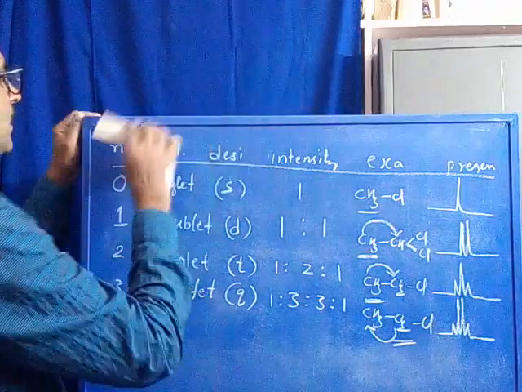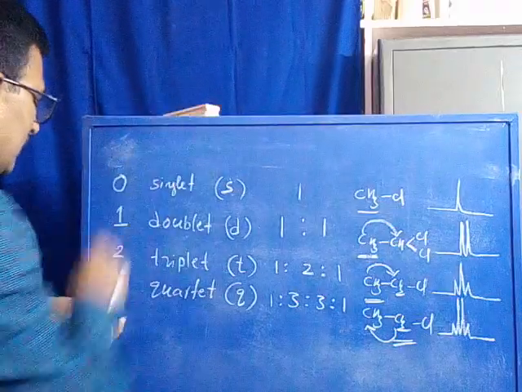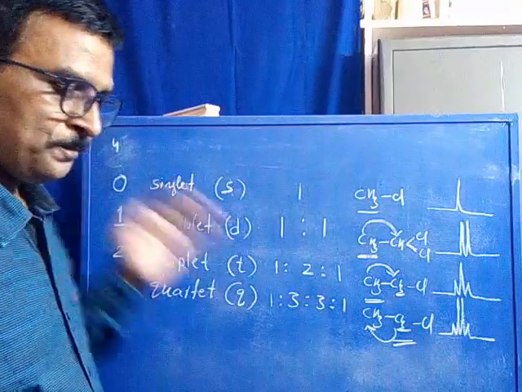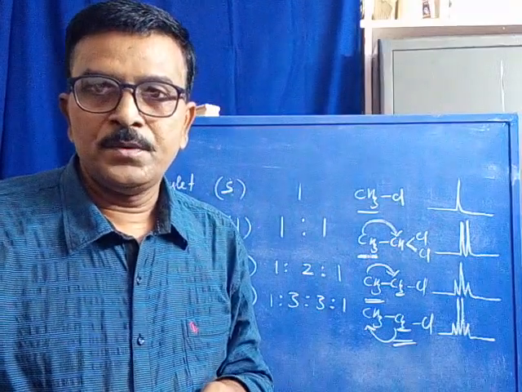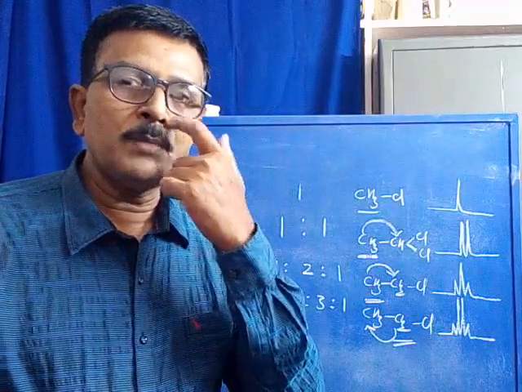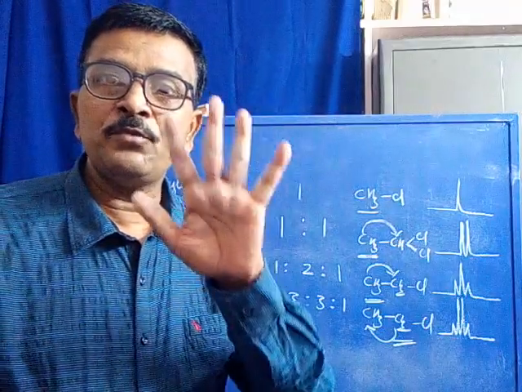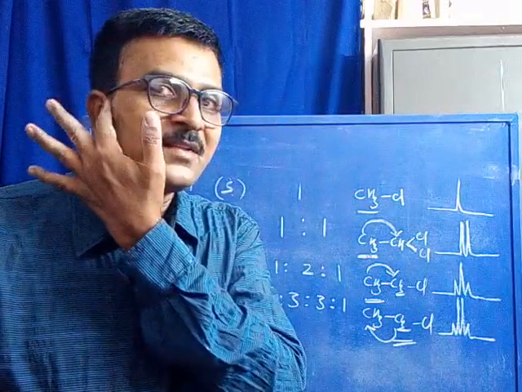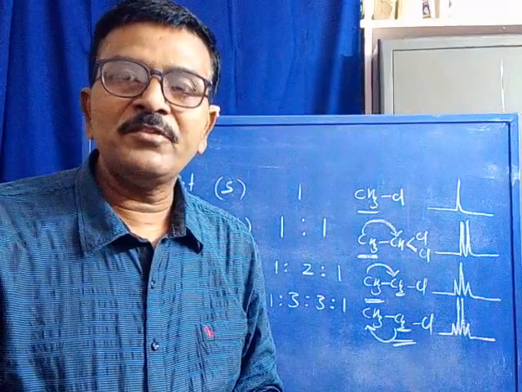Now I can write on top as it is not visible. If there are 4 adjacents, if n is equal to 4, a set of protons coupled with its 4 adjacents, according to the n plus 1 rule, 4 plus 1 becomes 5. That is, the signal for that set of protons is split into 5 lines. The signal with 5 lines is called a quintet.